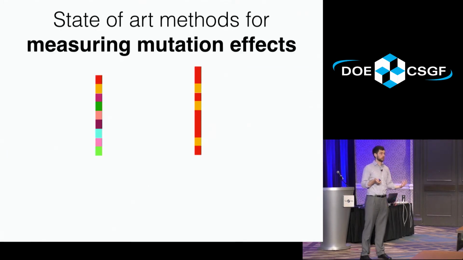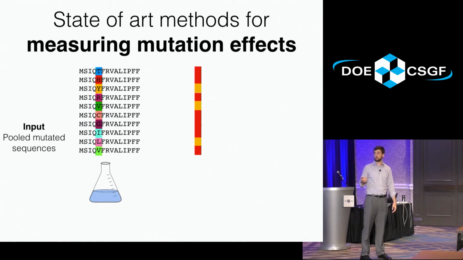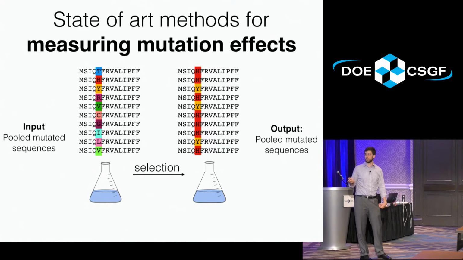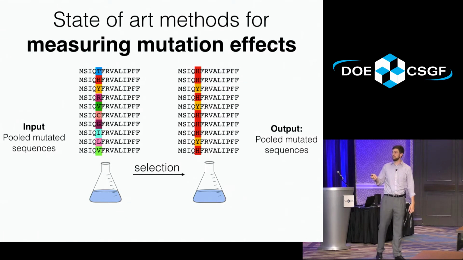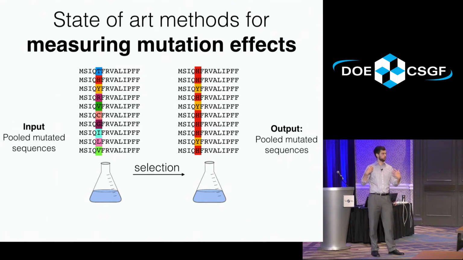But this is a really hard problem. So what people do, the current state of the art, is that you start with a set of sequences, you may have heard this before, and you change them to all possible amino acids. This is just showing one position, but you could do it across the entire sequence. And then you do some selection. This is kind of like laboratory evolution, you could say. And that tests some function. So for the example of beta-lactamase, it'd be asking how well does this thing resist an antibiotic?